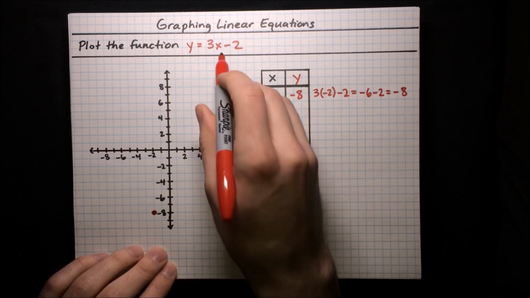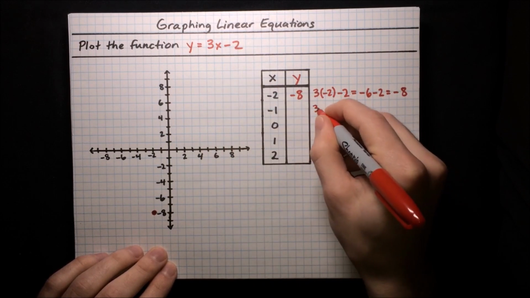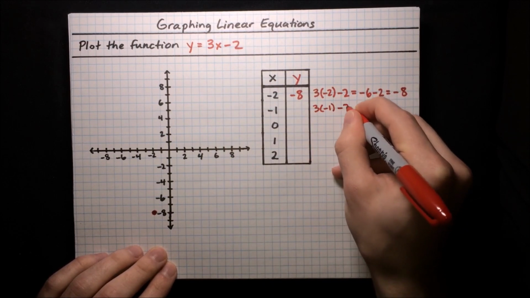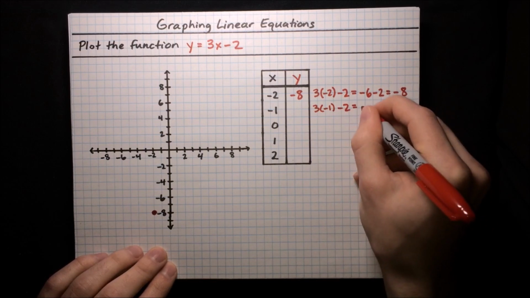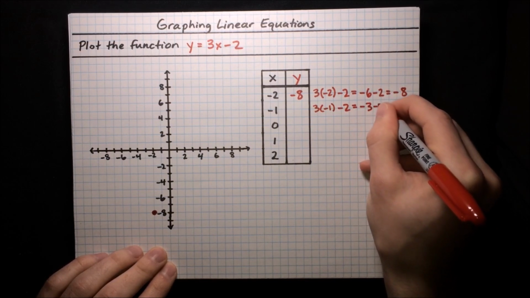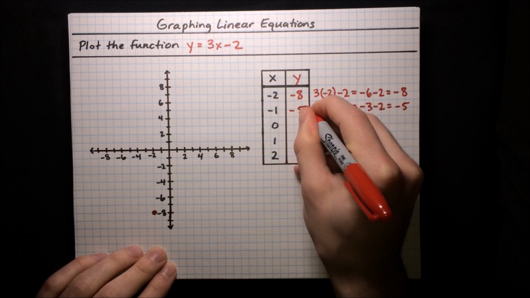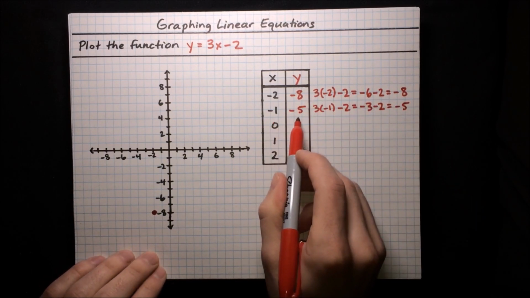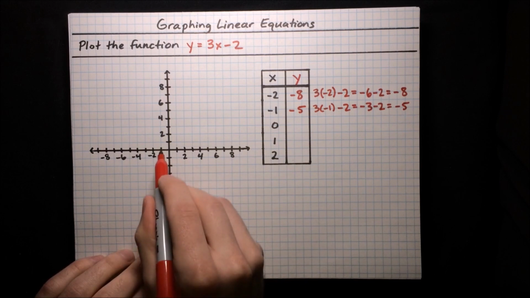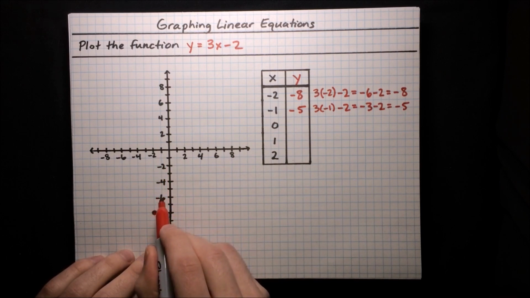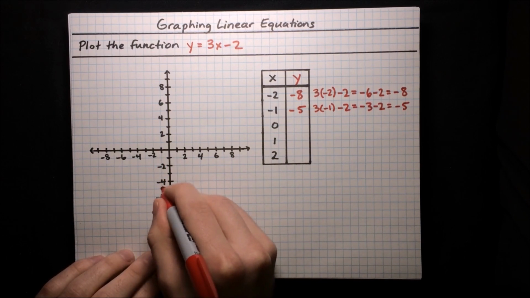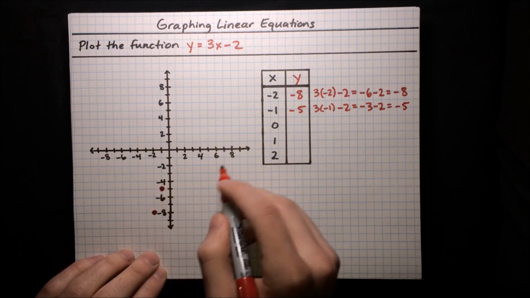We'll plug in negative 1 for x now. So 3 times negative 1 minus 2, and 3 times negative 1 is just negative 3. Then minus 2 makes negative 5. Put negative 5 in our table, and now this is the point negative 1, negative 5. Let's plot that here. So go to negative 1 on the x, come down to negative 5 on the y. That's this point right here. And we'll just keep on doing this.